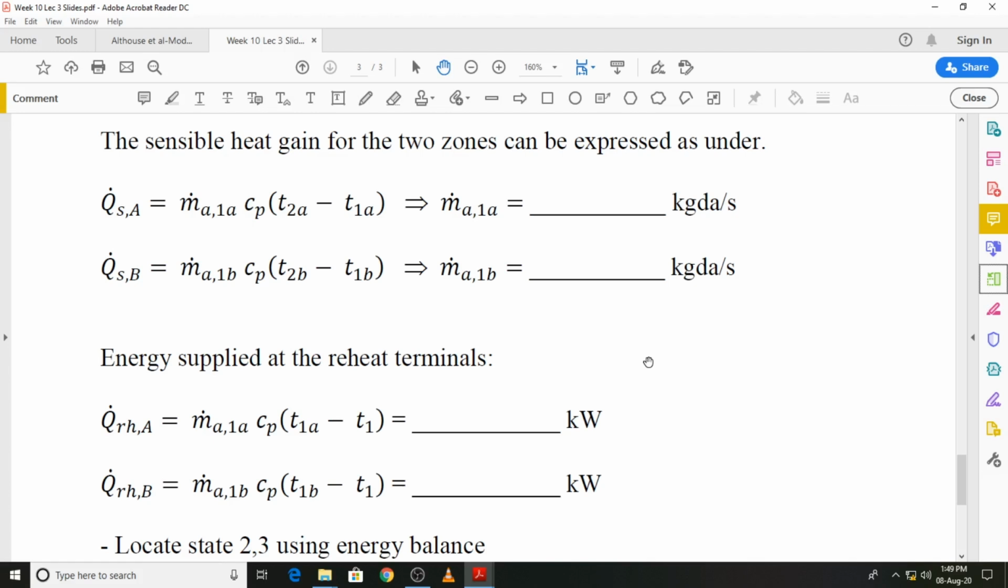So it will be heated to a temperature T1A for zone A, and it will be heated to temperature T1B for zone B accordingly. So the reheat energy requirement for zone A is equal to the mass flow rate for zone A into the specific heat into T1A minus T1, and once you put in the numerical values you will get the desired energy transfer rate in kilowatts. And similarly the reheat for zone B can be found out because we know the mass flow rates and the temperatures are also known to us now.